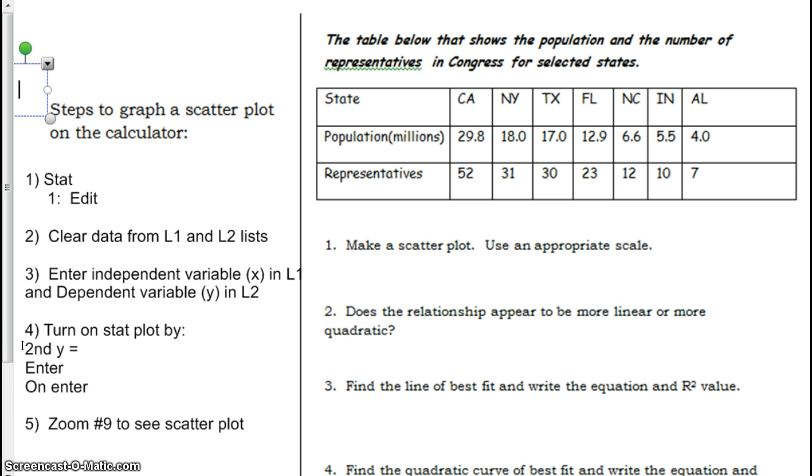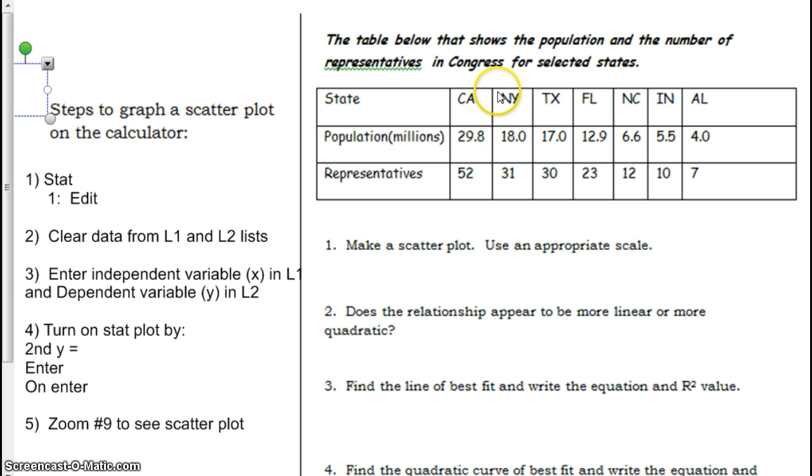Number 4 is you're going to turn on the stat plot by pushing 2nd, Y equals, and Enter, and then On and Enter. Last step, number 5, is to see the scatter plot, you have to hit Zoom, number 9.